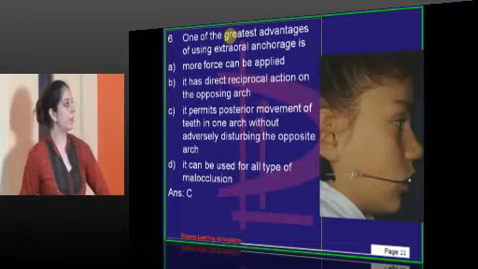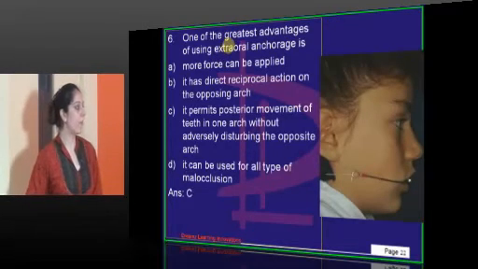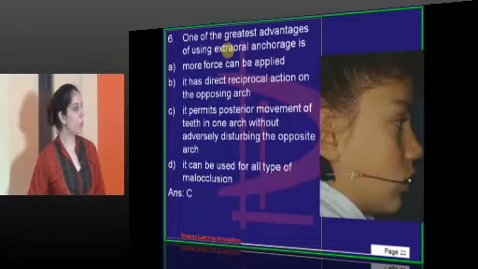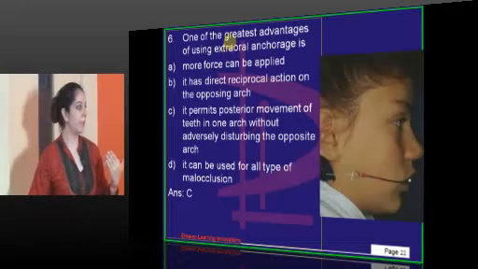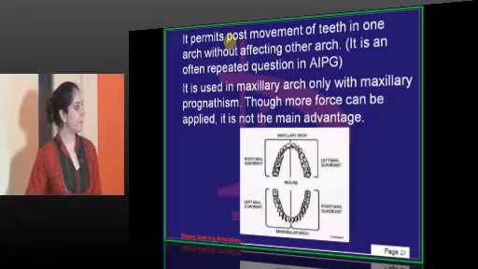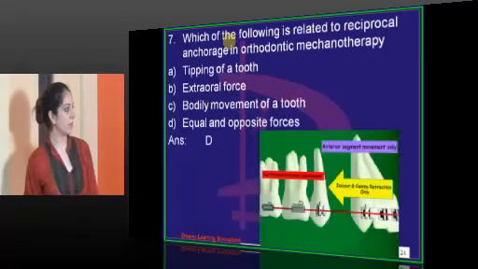One of the greatest advantages of using extraoral anchorage is that it permits posterior movement of teeth in one arch without adversely disturbing the opposite arch. So if you want to use it for retraction of maxillary anteriors, you can do it without disturbing the mandibular teeth. It is usually used in the maxillary arch only with maxillary prognathism, and though more force can be applied, it is not the main advantage.